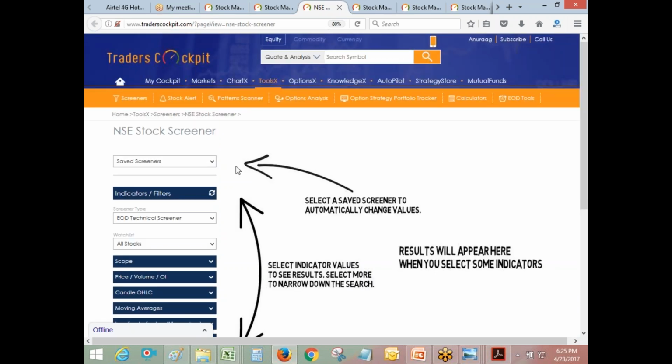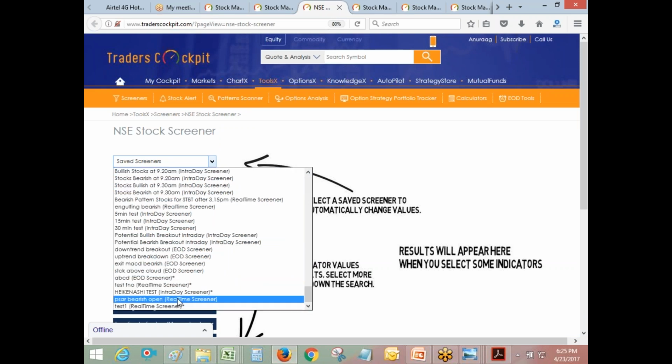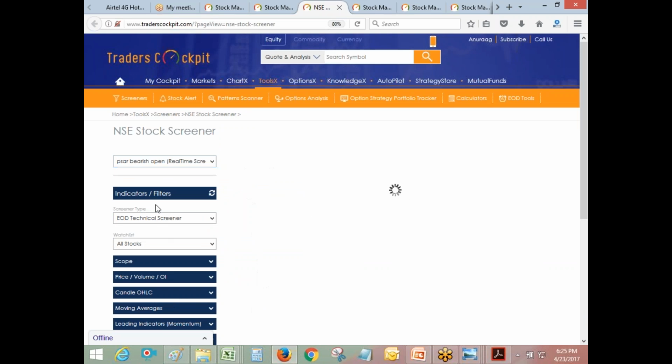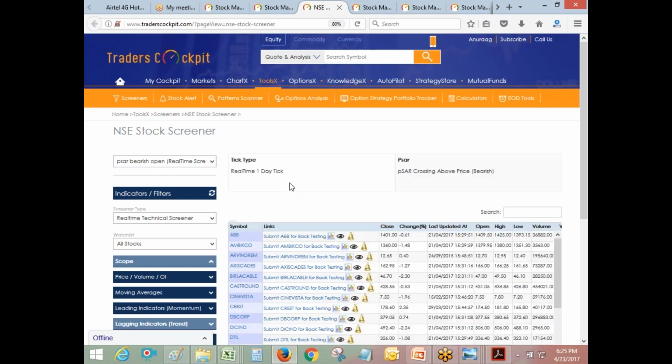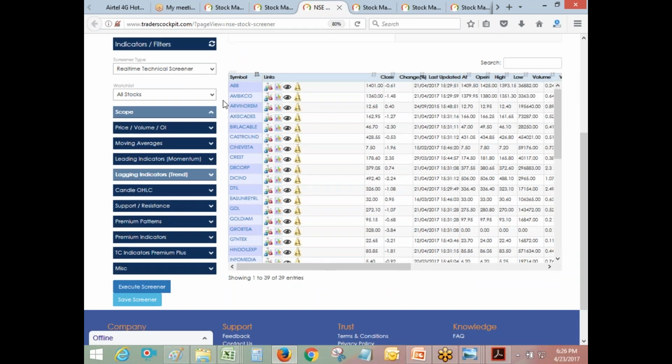For example, if I check one of my saved screeners, suppose I say open and run. So basically what I'm checking is, at opening time, how many PSAR have crossed above in the stocks. So many stocks it has crossed. That means price has gone, PSAR has gone above, in these stocks. So there are 39 stocks. Obviously I have selected all the stocks.